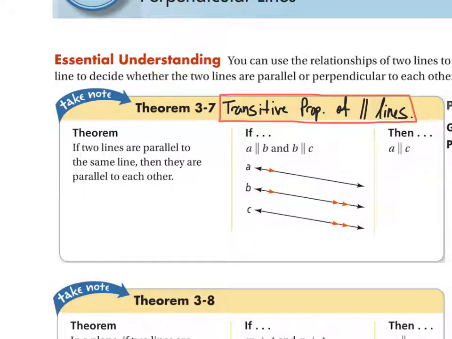It's a whole lot easier to remember than Theorem 3-7. Okay? And again, this should make sense to you. If we have two lines that are parallel to each other, A and B, and then we know that line B is also parallel to C, then it kind of just makes sense that A must be parallel to C as well. Okay? Let's look at our next one.